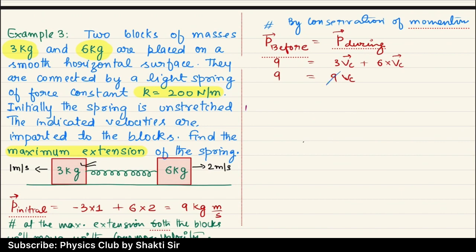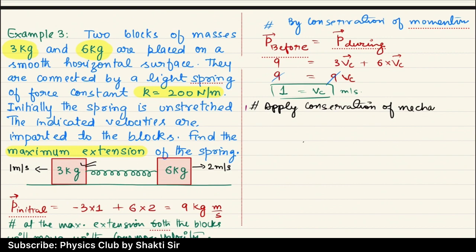Now we will apply the conservation of mechanical energy. Initially you will see that the spring is unstretched. It means that it has only the kinetic energies. So the kinetic energy before the collision is half mass is 3 kg and velocity 1, plus half mass is 6 kg and the velocity is 2, like this.